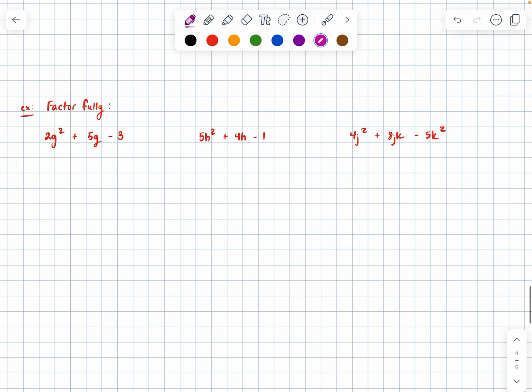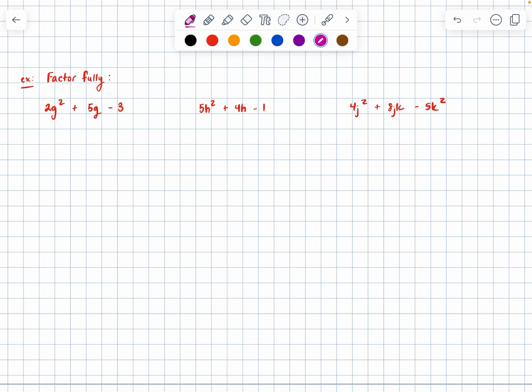Last but not least, let's try some where our leading coefficient is not 1. 2g squared plus 5g minus 3. Well, let me think of my options. Once again, I know that if this is factorable, it's going to be the product of two binomials. 2g squared, well, that can only be 2g times g. So let me preemptively slot those in. And I know for negative 3, either it's going to be negative 1 and positive 3, or negative 3 and positive 1. From here, all I need to do is some trial and error.